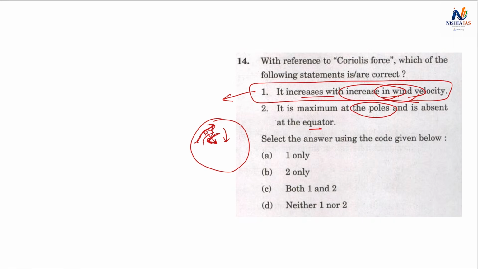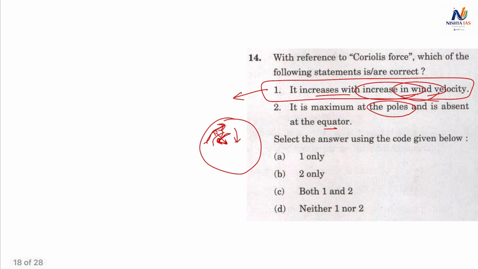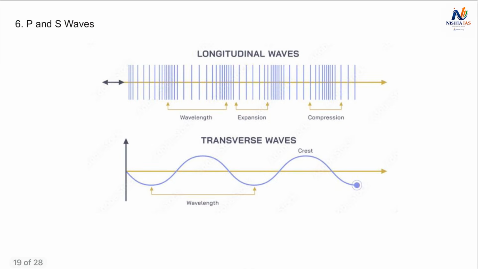And then, it is maximum at the poles and is absent at the equator. Hence, we all know that Coriolis force is towards the right in the north and left in the south. But what is at the equator? There is no Coriolis force because right and left cancel out. Yes, so these are very simple questions. If you analyze them, we can get very good marks.